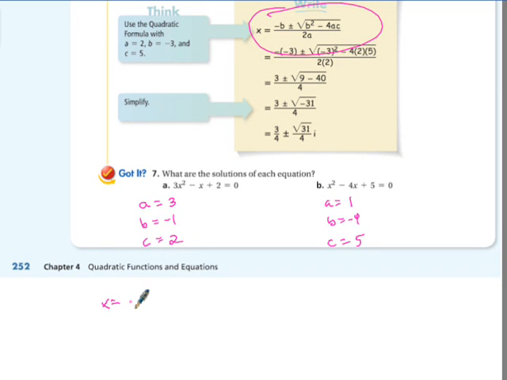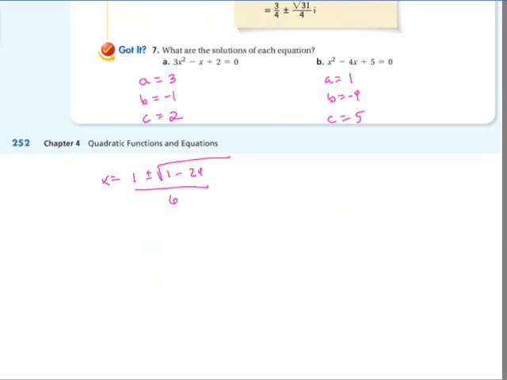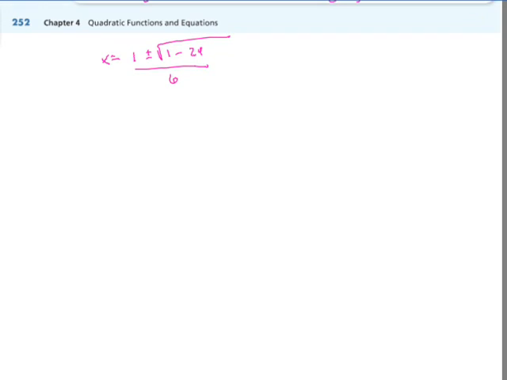So x equals the opposite of b, so that's 1, plus or minus the square root of b squared, which is 1, minus 4 times a times c. Well, 4 times 3 is 12, and 12 times 2 is 24. Okay? We have that, and then it's all over 2a, which is 6. Then we're just going to start simplifying as best we can. x equals 1 plus or minus the square root of negative 23 over 6.